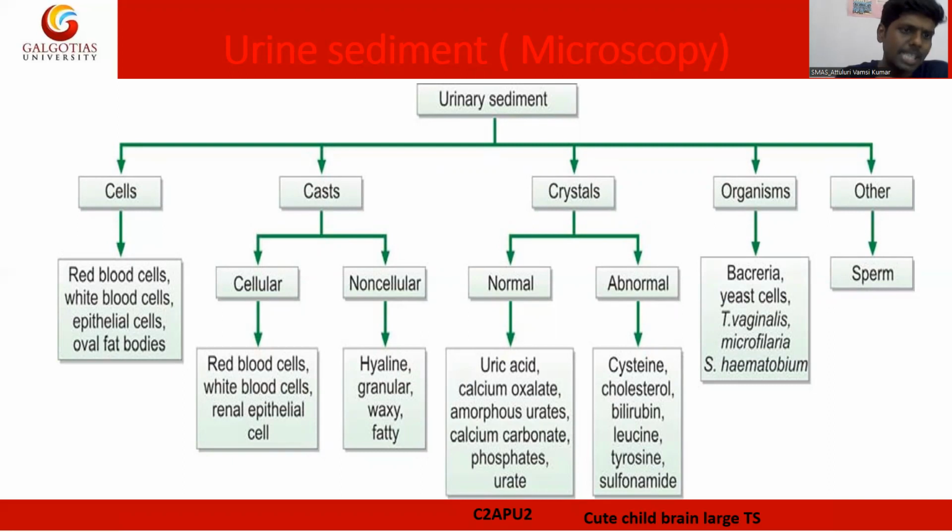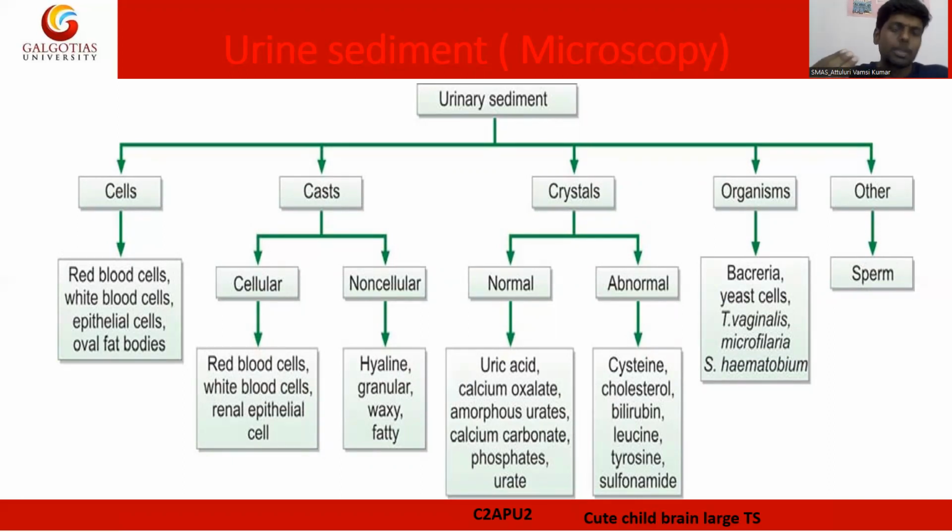Cells such as red blood cells, white blood cells, epithelial cells, and oval fat body cells can be detected. Casts are non-cellular or acellular, anucleated structures. Here we will see cellular casts and non-cellular casts. Cellular casts include red blood cells, white blood cells, and epithelial cells, whereas non-cellular casts include hyaline, granular, waxy, and fatty casts.